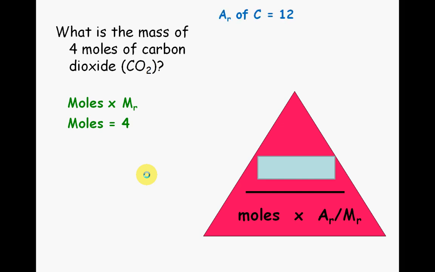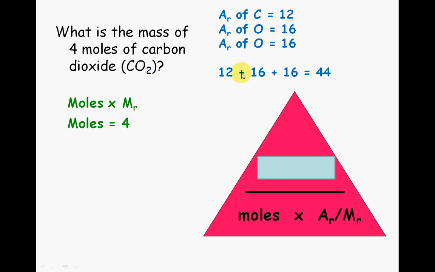To find out the Mr, the Ar of carbon is 12, the Ar of oxygen is 16. Now, if you look carefully, you've got 2 lots of oxygen. So that means we've got to find out 2 lots of oxygen. So you add them all up together, and we get 44. So the Mr is 44. You put that into our equation, and the answer is 176 grams.